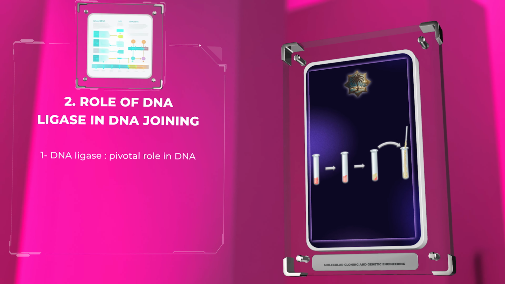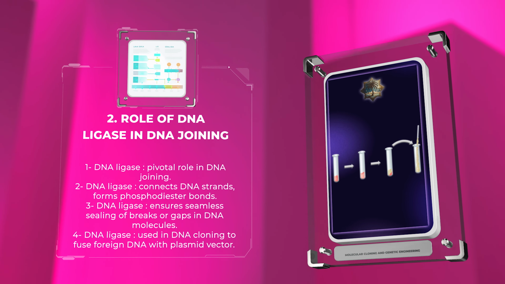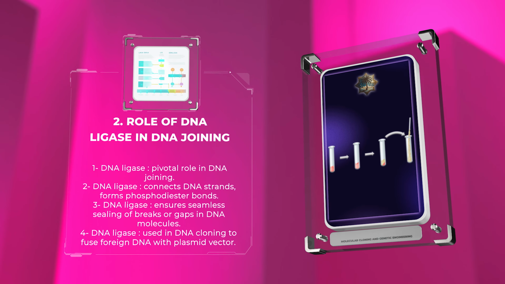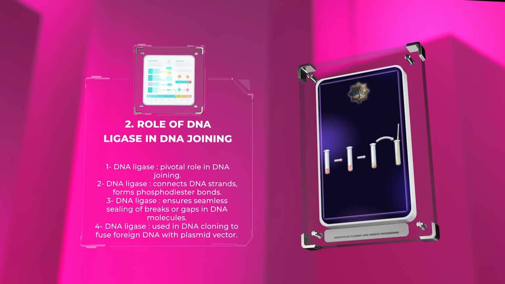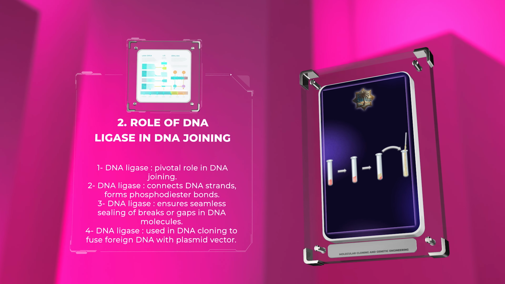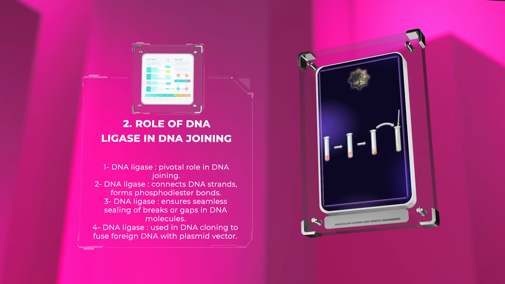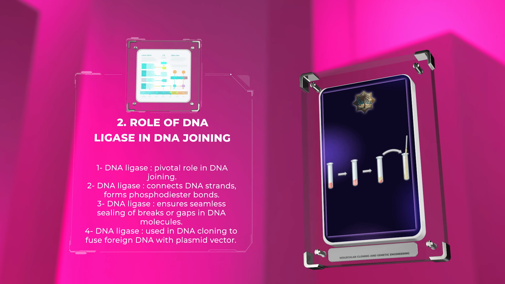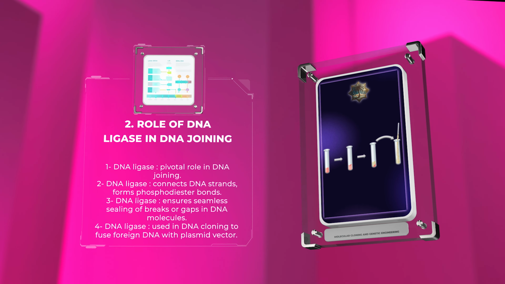In this section, we will explore the pivotal role played by DNA ligase in DNA joining. As an enzyme, DNA ligase connects DNA strands by forming phosphodiester bonds between adjacent nucleotides. This vital function ensures the seamless sealing of any breaks or gaps in DNA molecules, preserving their integrity. Particularly in DNA cloning, DNA ligase is leveraged to fuse a foreign DNA fragment with a plasmid vector, leading to the creation of a recombinant DNA molecule.